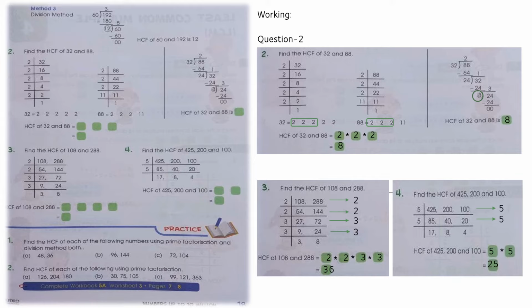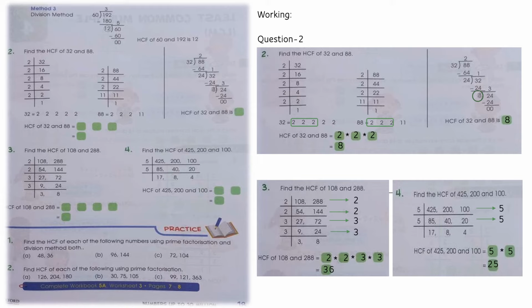Now, the next question is, find the HCF of 108 and 288. And we are going to use the second method here, in which we find the prime factors of both the numbers together. So, we put 108 and 288 together and start with 2. We know that 108 and 288 both come in the table of 2 and are divisible by 2. So our answer is 54 and 144.